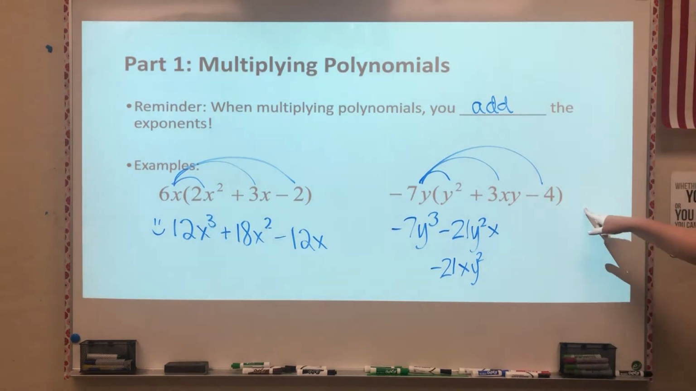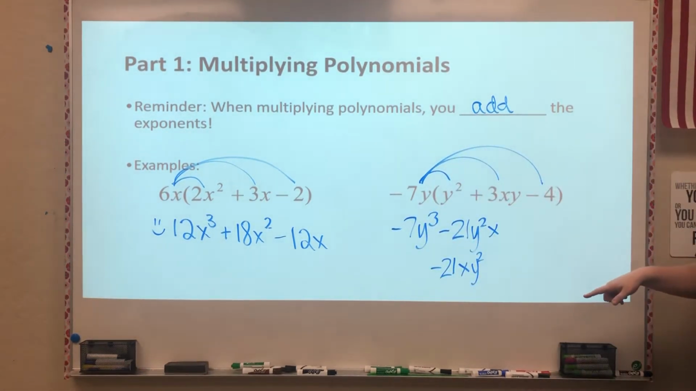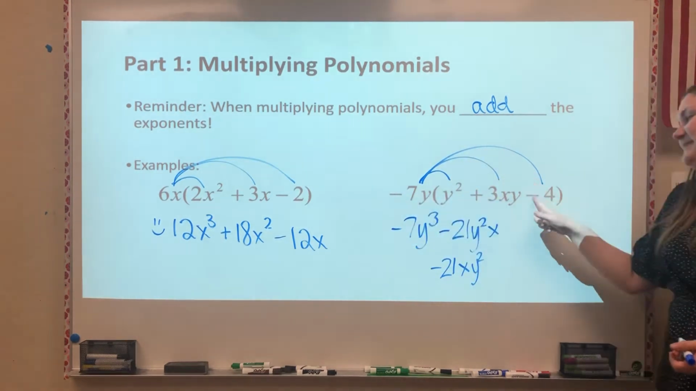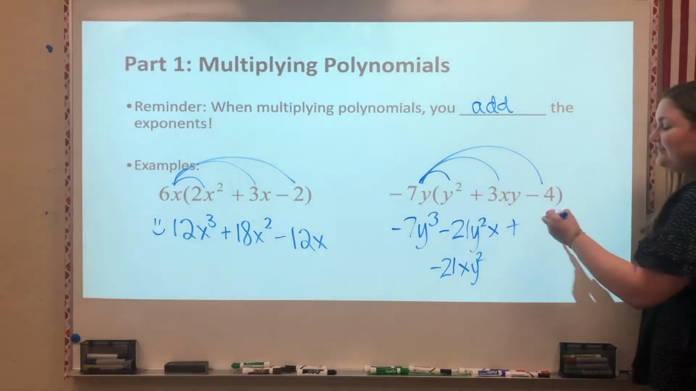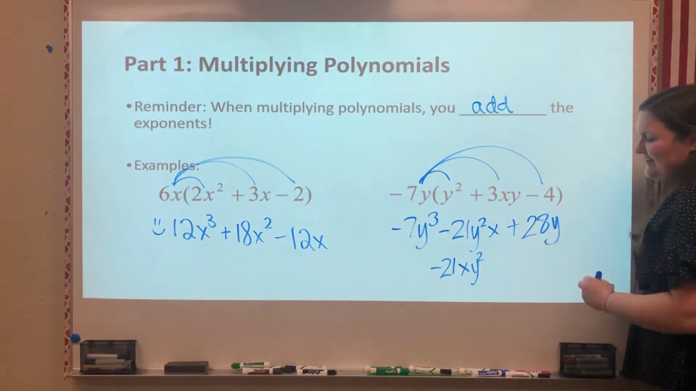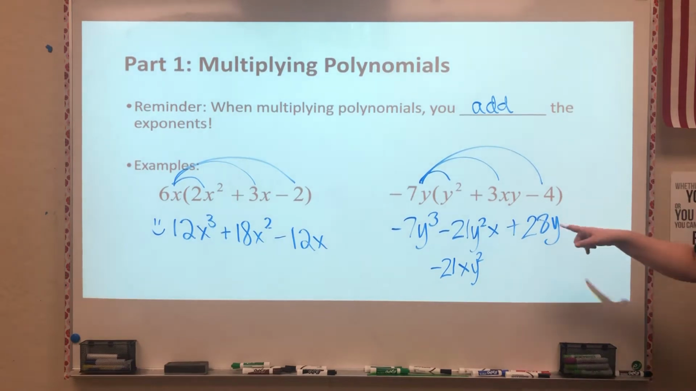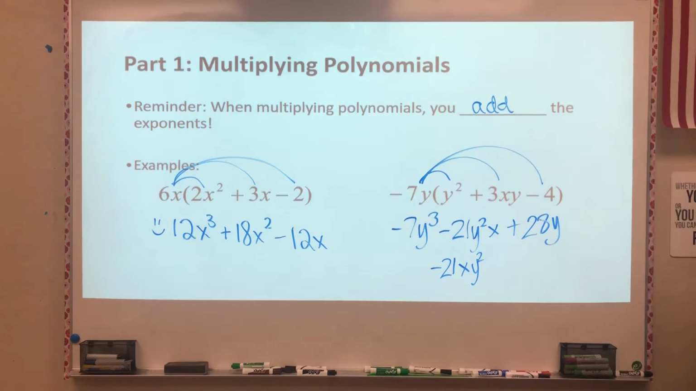The last part there, the negative 7y times that negative 4. Well, first thing I see is negative times negative gives me positive. And then I could say 7 times 4, 28. Don't forget about that y. We want to copy that down. And then just like before, all of our exponents here are different, so there's nothing I can combine. This is my final answer.